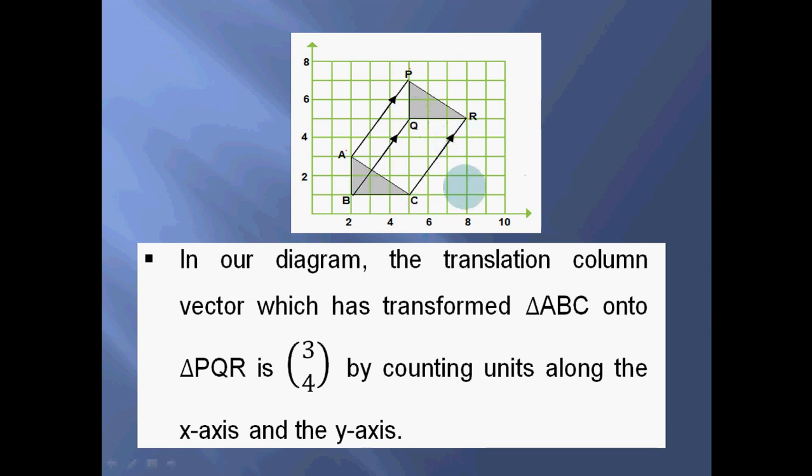The same movement C will respect. We are going to move 1, 2, 3 along the horizontal axis and also 1, 2, 3, 4 along the vertical axis. So we can conclude that triangle ABC has been transformed onto triangle PQR under the translation (3, 4).